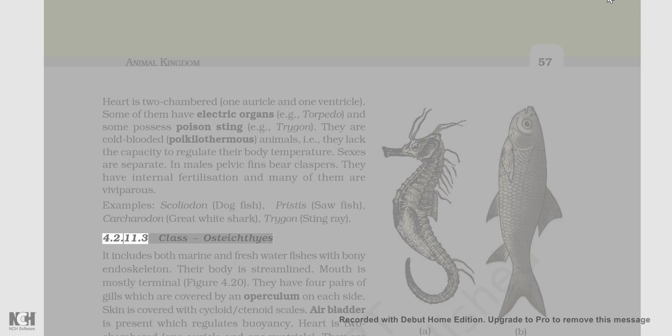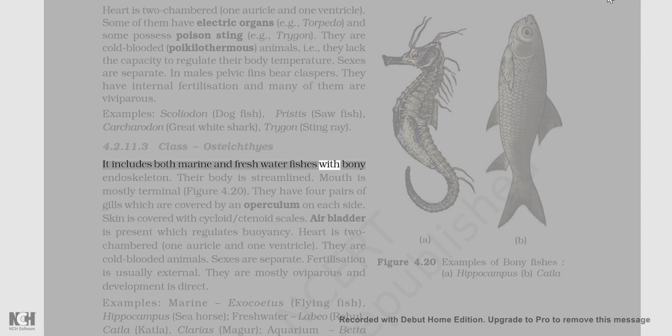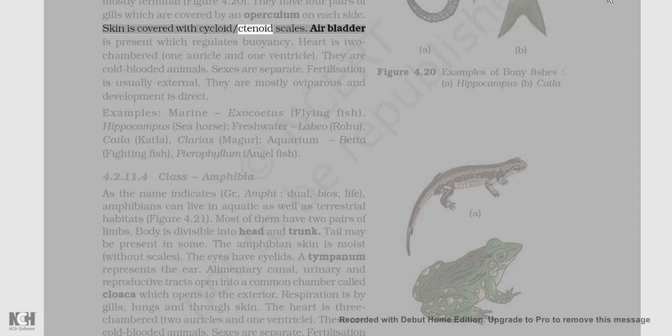4.2.11.3 Class Osteichthyes. It includes both marine and freshwater fishes with bony endoskeleton. Their body is streamlined. Mouth is mostly terminal, Figure 4.20. They have 4 pairs of gills which are covered by an operculum on each side. Skin is covered with cycloid/ctenoid scales. Air bladder is present which regulates buoyancy. Heart is two-chambered, one auricle and one ventricle.